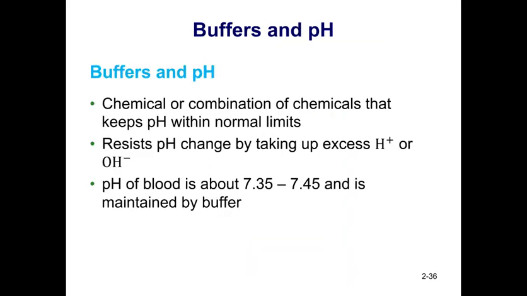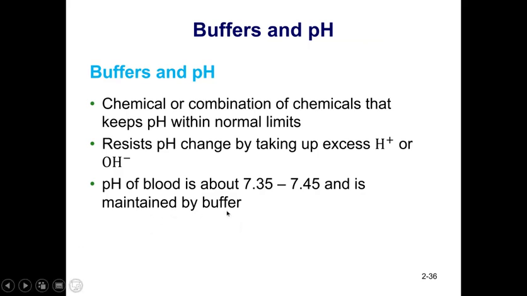And then the last part that we get to is buffers and pH. So how do they go together? How do they relate? Essentially, buffers are chemicals or combinations of chemicals that keep the pH within normal limits. What a buffer does is basically, it doesn't matter how many hydrogen ions you add to a solution, it will not become too acidic. So even if you add a lot of acid solutions to it, it would still be within the range.